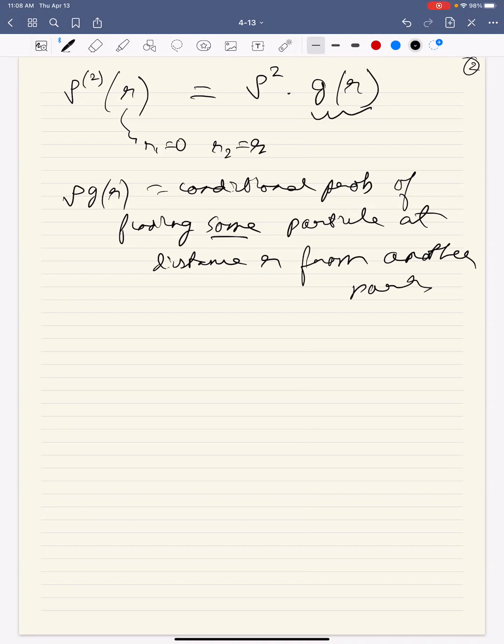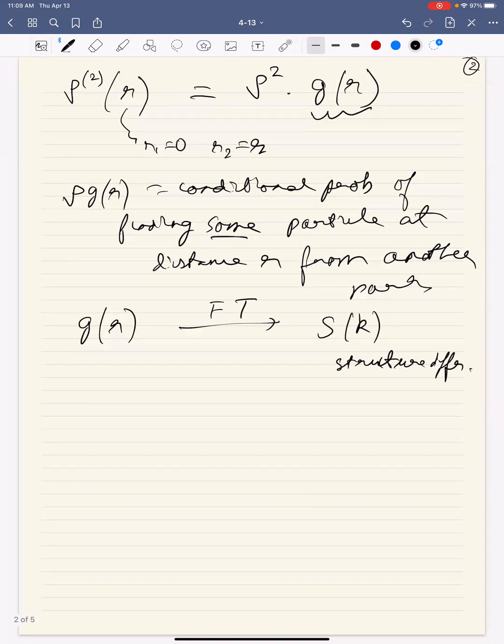So we showed this, and then I mentioned that G of R, if you Fourier transform it, becomes S of K. This is known as the structure factor. S of K can be measured using diffraction and a variety of scattering techniques. It's easy to measure S of K. So if you take the inverse Fourier transform of S of K, you get back G of R. So G of R can directly be measured from experiments.